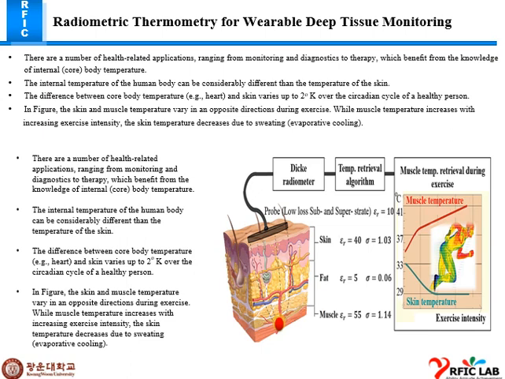As you can see in this figure, the skin and muscle temperature vary in opposite directions during exercise. While muscle temperature increases with an increase in intensity, the skin temperature decreases due to sweating and evaporative cooling. There are a number of health related applications.